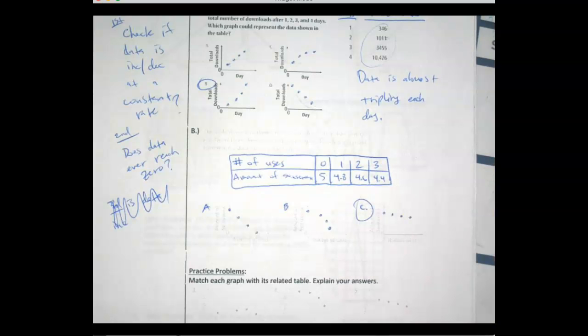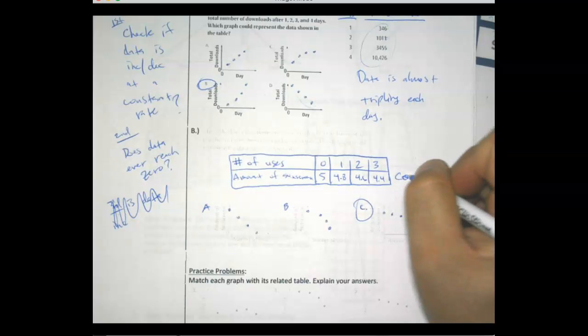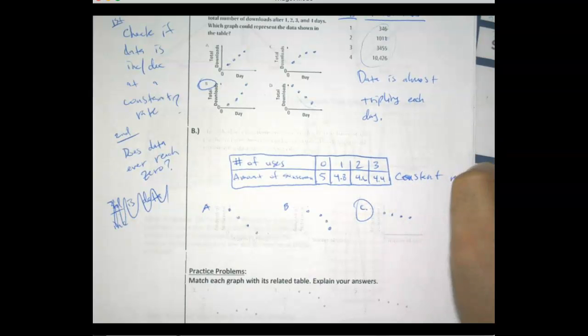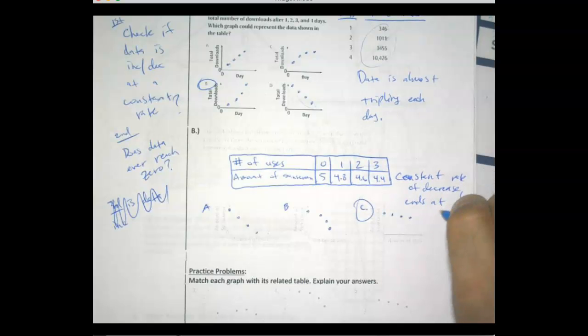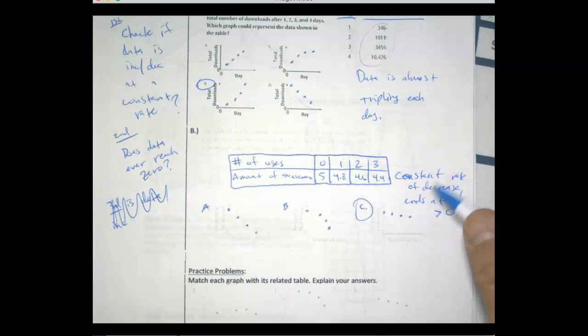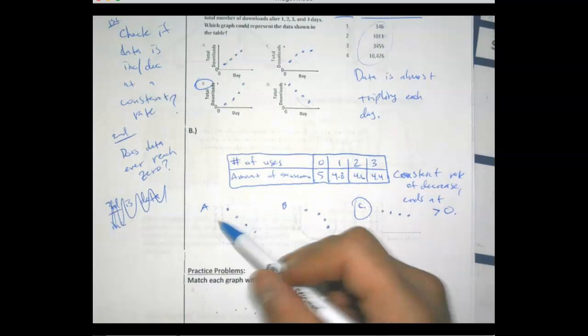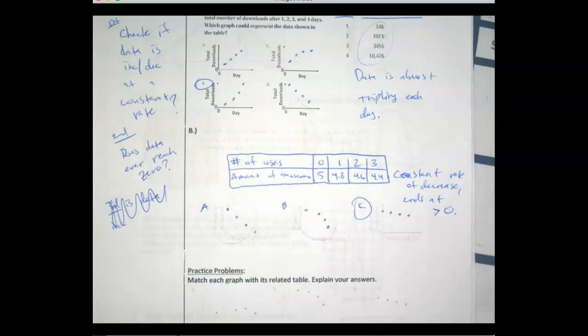So again, that was a constant rate of decrease, ends at, let's just say, greater than 0. Right? It's constantly decreasing. This is not constant. This one goes all the way down to 0. It has to be C. And then at the end, you can see the dots, you guys, but I went ahead and filled in the data since it didn't print properly.